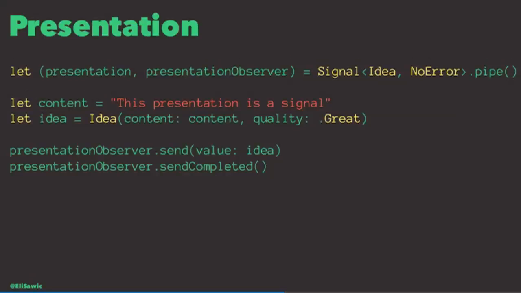So this is a signal that will emit idea values and will not end up with an error. And when we call a pipe method, we receive two things. The first thing is the presentation signal itself. So if you want to get those values, you basically observe that and you will be able to react to that. And on the other hand, we have this presentation observer. And whenever you want your signal to emit a value, you have to push it here. So you call presentationObserver.send(value: idea) or sendCompleted. And if you call that, then the signal will propagate the value or the event.